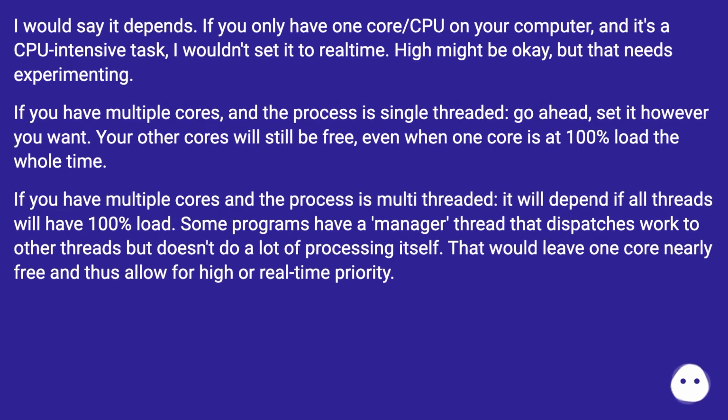I would say it depends. If you only have one core/CPU on your computer and it's a CPU-intensive task, I wouldn't set it to real-time. High might be okay, but that needs experimenting. If you have multiple cores and the process is single-threaded, go ahead and set it however you want. Your other cores will still be free, even when one core is at 100% load the whole time. If you have multiple cores and the process is multi-threaded, it will depend if all threads will have 100% load. Some programs have a manager thread that dispatches work to other threads but doesn't do a lot of processing itself. That would leave one core nearly free and thus allow for high or real-time priority.